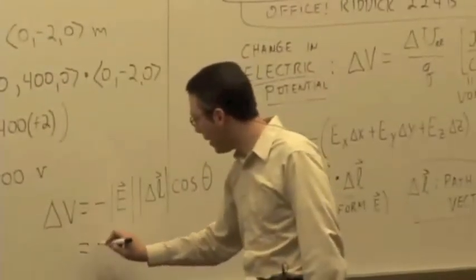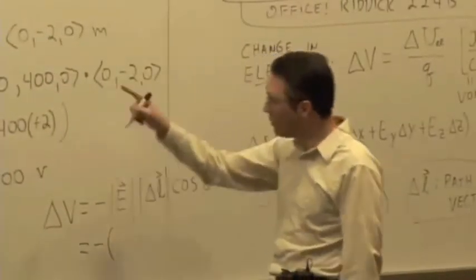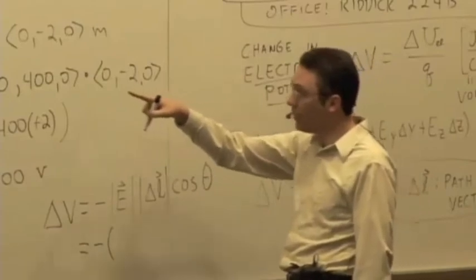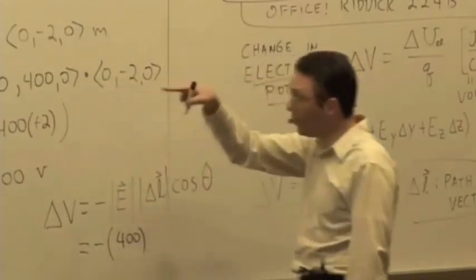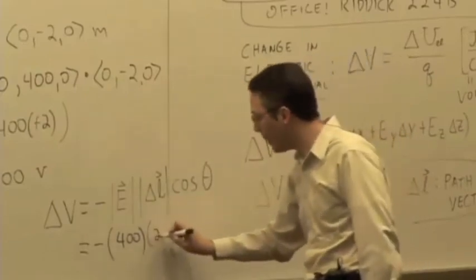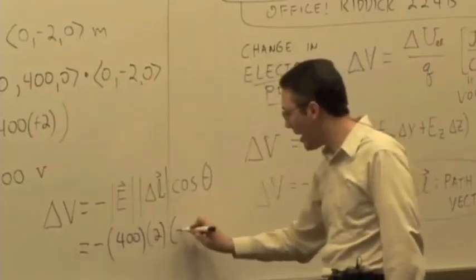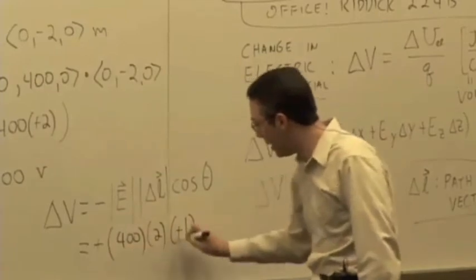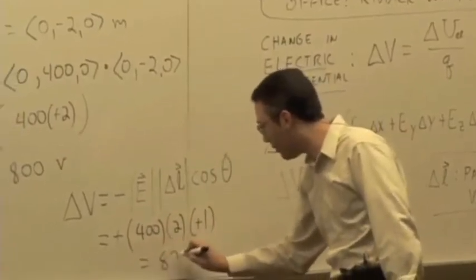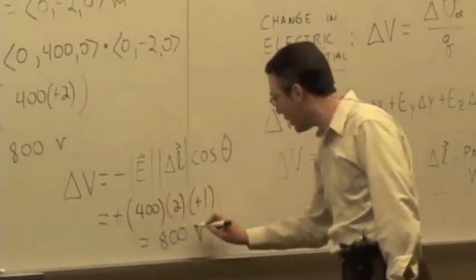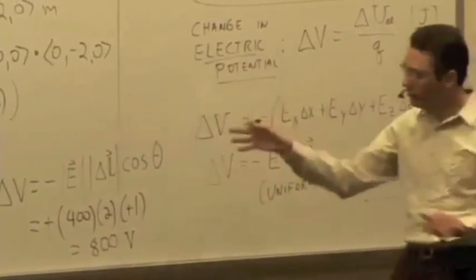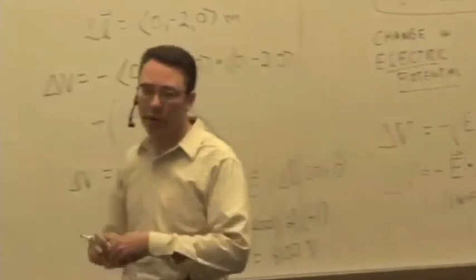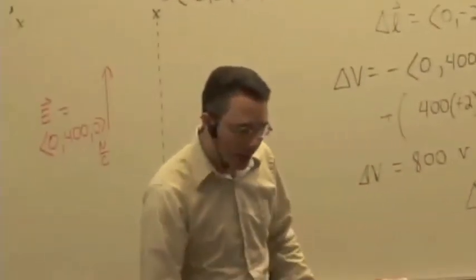So if I did that, I would have a negative times the magnitude of the field, which is 400. The magnitude of the path is just 2, but the cosine of 180 is negative 1. Again, this gives me a positive 800 volts when I multiply the two negative signs together. So we can also double check it by looking at the directions. Here's another example.